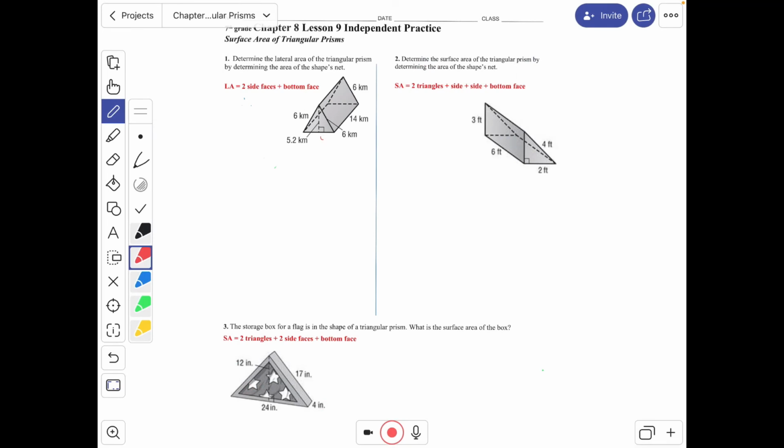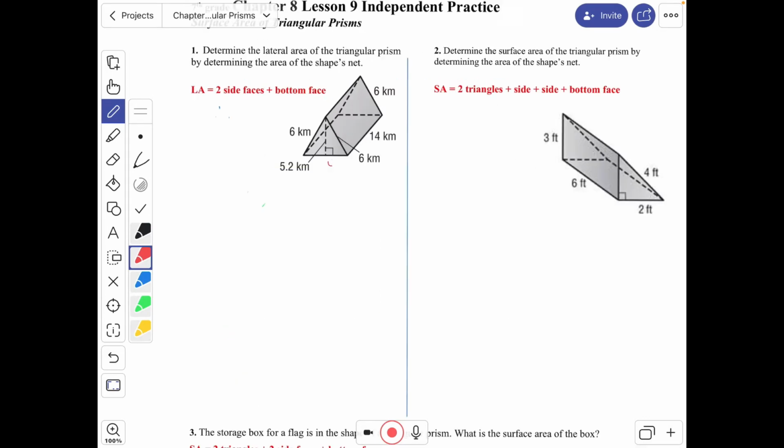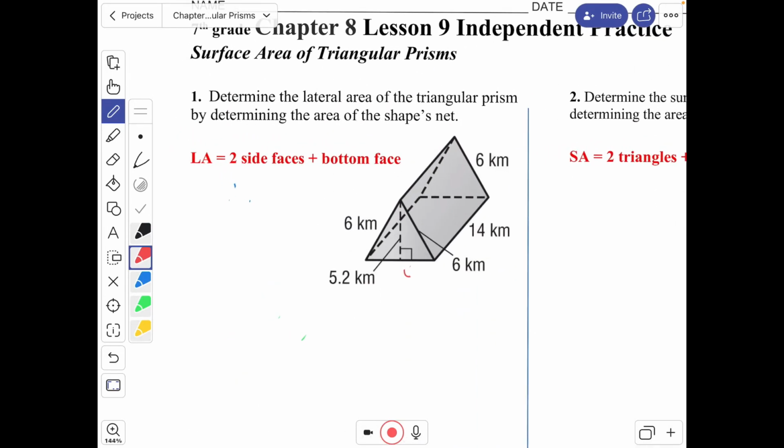These are the problems you're going to do by yourself, your independent practice. Number 1 is lateral surface area. 2 and 3 are both surface area. So that would be total, just like we practiced. Lateral, though, like we discussed yesterday, means we don't include the top or bottom, which means the base. And the base on a triangular prism is the triangle part. So you're not going to include these two ends.